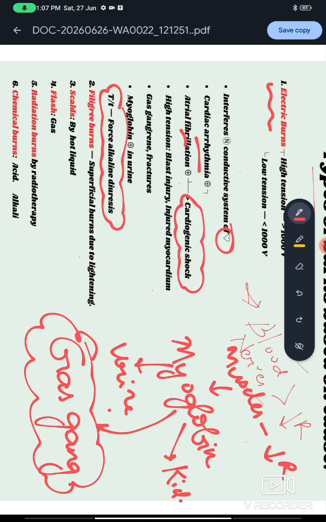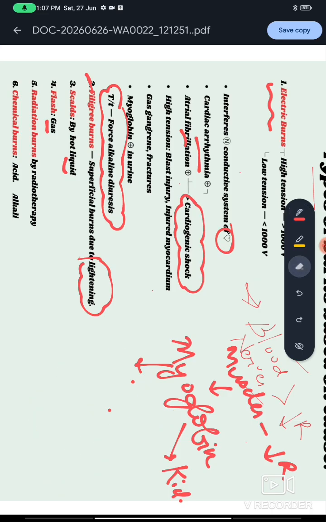Next, coming further, is the filigree burns. Filigree burns are caused due to lightning. This is filigree burns, the burns caused by lightning strikes. Moving further, we have scalds that are caused by hot liquids. Flash burns, which are caused by gas. Radiation burns by radiotherapy, and chemical burns by acid or alkali.